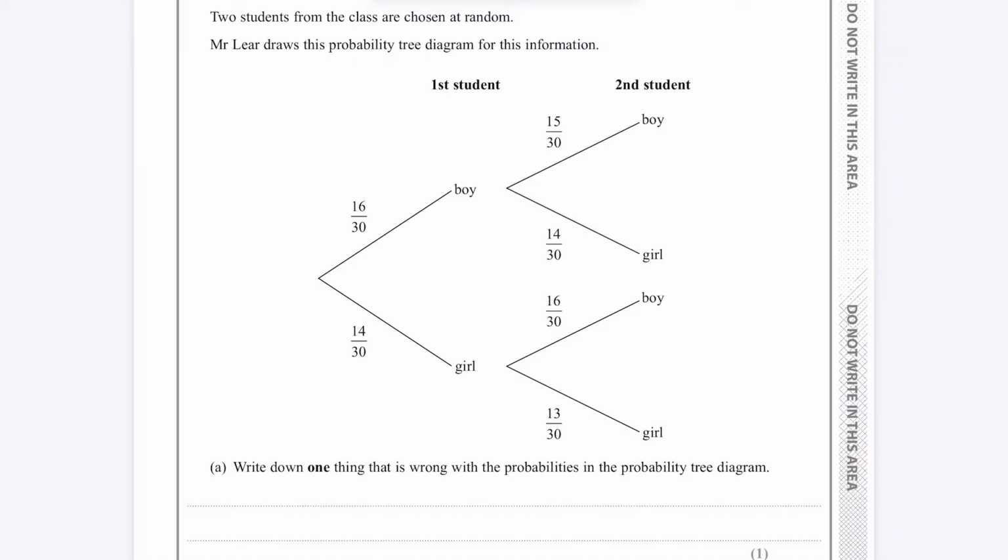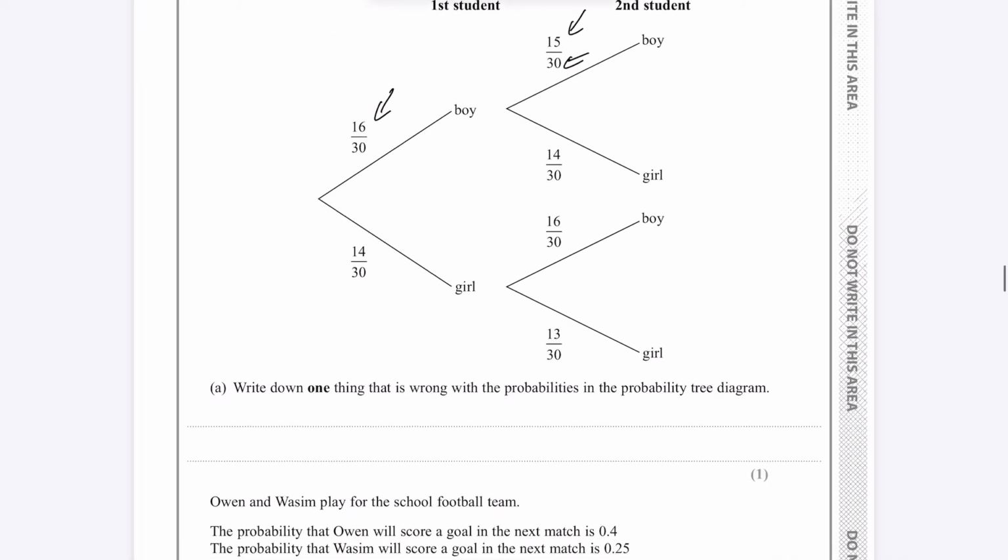Straight away we can see on the first pick there's 16 boys out of 30. Now if a boy is chosen, and that's right, there's one less boy now, but the total should have changed as well because one person has been chosen. So write down one thing that's wrong. In this case the denominator is wrong. The denominator should be 29 for the second student, and we want to be clear that it's for the second student.